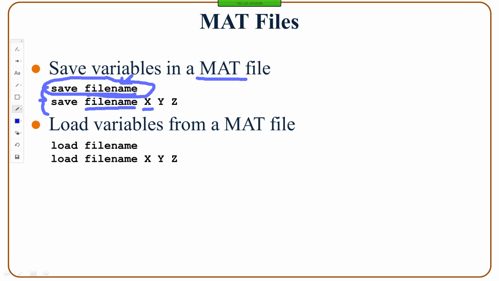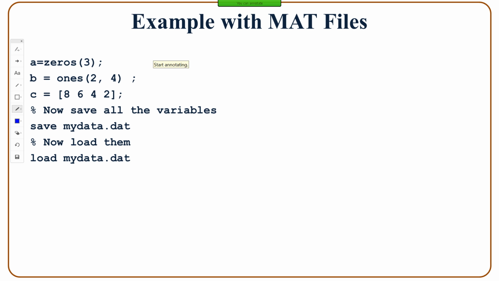So this is just some example. Basically you have A, B, and C in the workspace. And then at the end of the day, you say save my data dot dat or just my data. If you say my data, then the file extension is mat, M-A-T, and otherwise you can also specify the file extension. And then when you want to load the data back into the workspace, say load and then the file name.